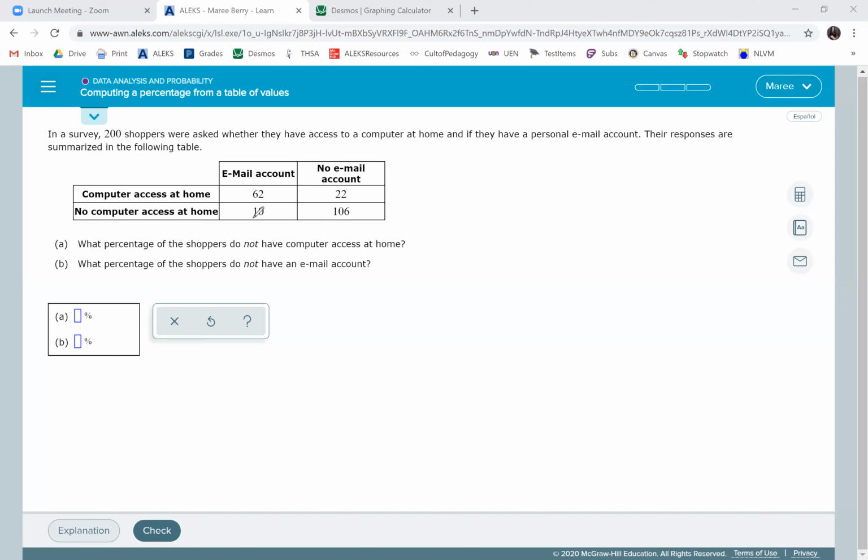So no computer access at home is 10 and 106. So that's 116 out of 200. If I divide them both by 2, then I get out of 100, which is going to give me my percent. So that's 58. So 58% do not have computer access at home.